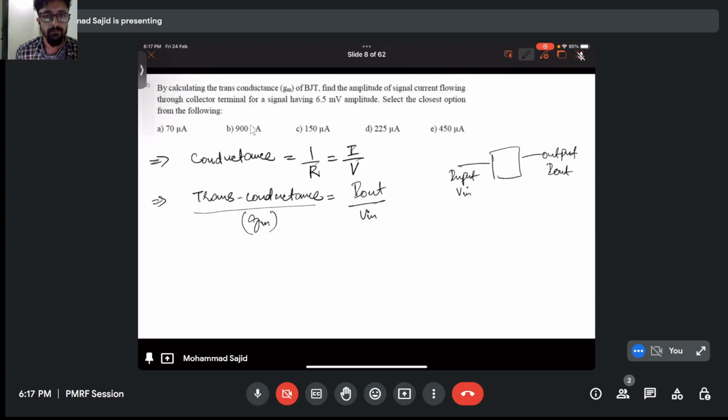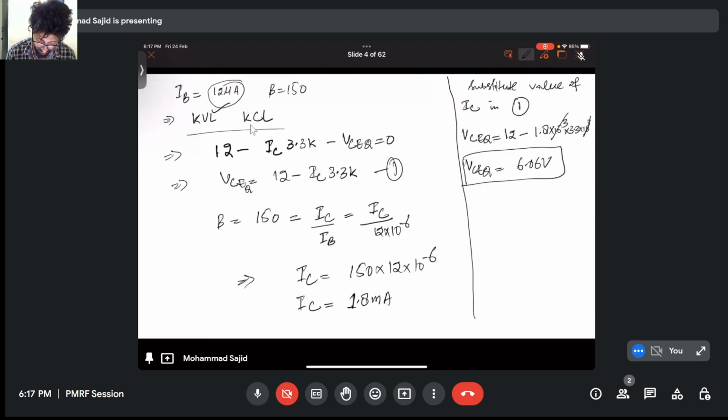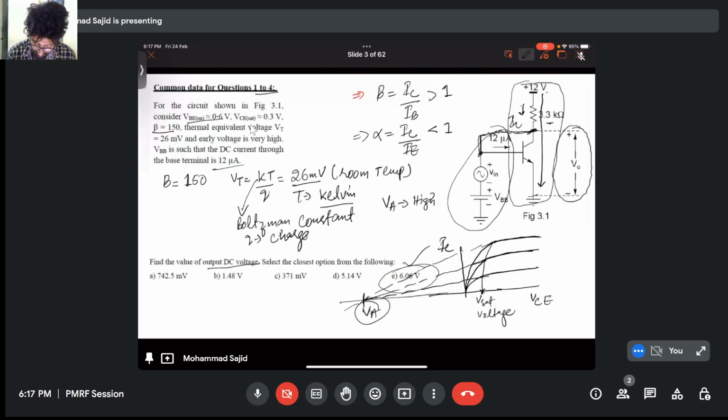Okay, so we have to find the transconductance of the amplifier which is given to us, and then find the amplitude of the signal current flowing through the collector terminal. Now given to us is V in of 6.5 millivolt. Remember that this is this V here. Whenever it is mentioned that you have to calculate amplitude or something, you talk about AC at that time, right?